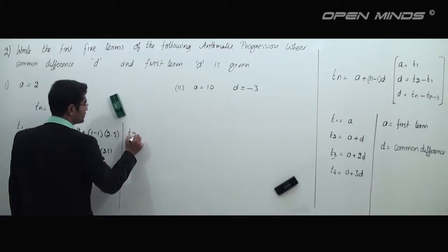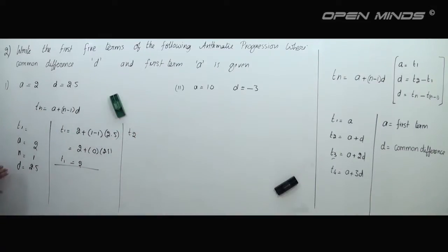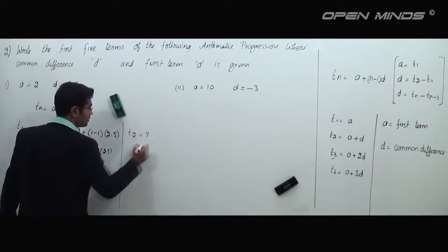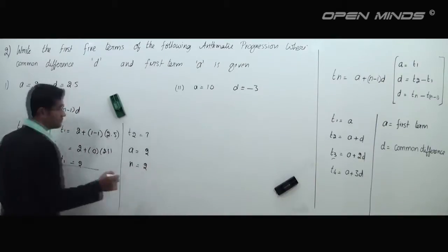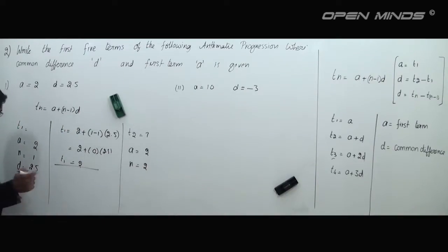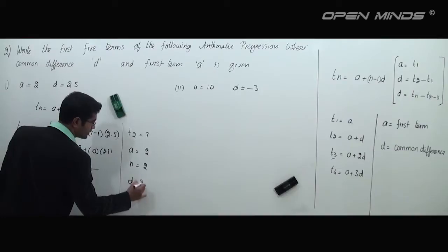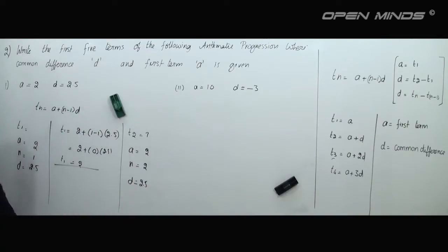To find T2, I need again all these 4. It means what is T2? I don't know. What is a? That's given to me again, 2. Now n is the second term. We're talking about the second term, so n becomes 2. Common difference is 2.5 itself. Can I find T2? Very simple.